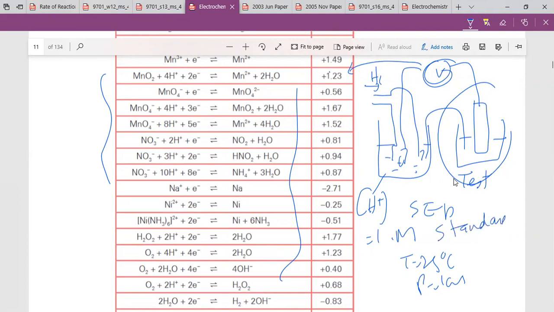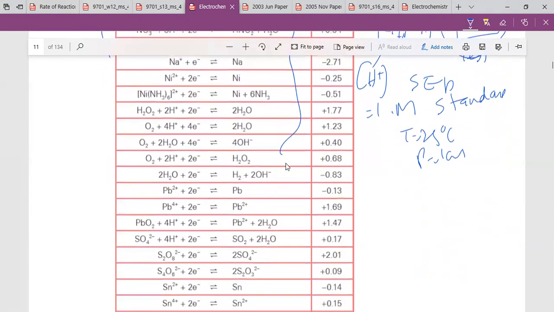The sign here represents the poles, positive or negative. Negative means it will go backwards. Positive means it will go forward. So the sign can tell you two things: one, of course, the poles, and the other, whether the forward direction can occur or not. That's why it's called standard potential.